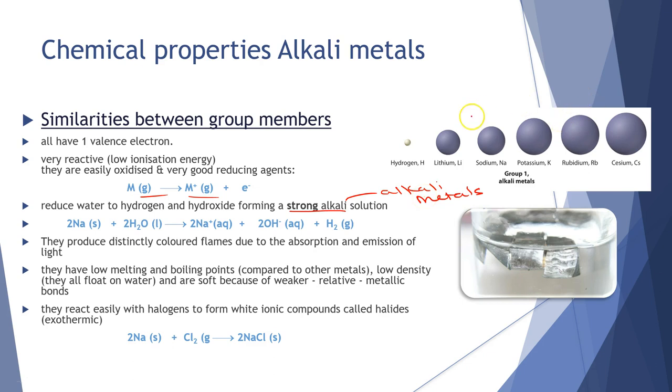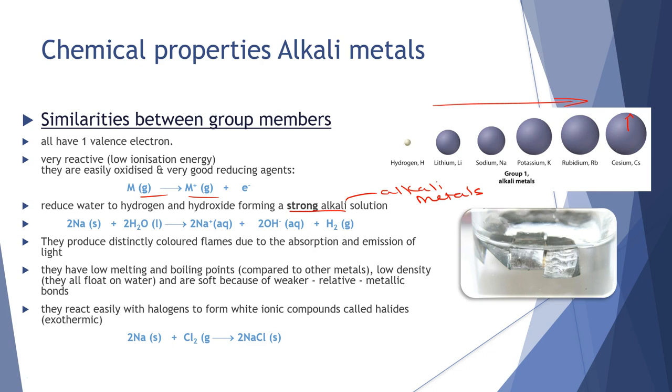Okay, we can see here that as we move down the group, the radius increases, which means that, remember, our attraction to the nucleus is distance dependent. So as the radius increases, our electrons are going to be held a lot less tightly. So we will see an increase in reactivity. These metals also produce distinctly coloured flames in the form of emission spectra, which we have seen back in ECP.